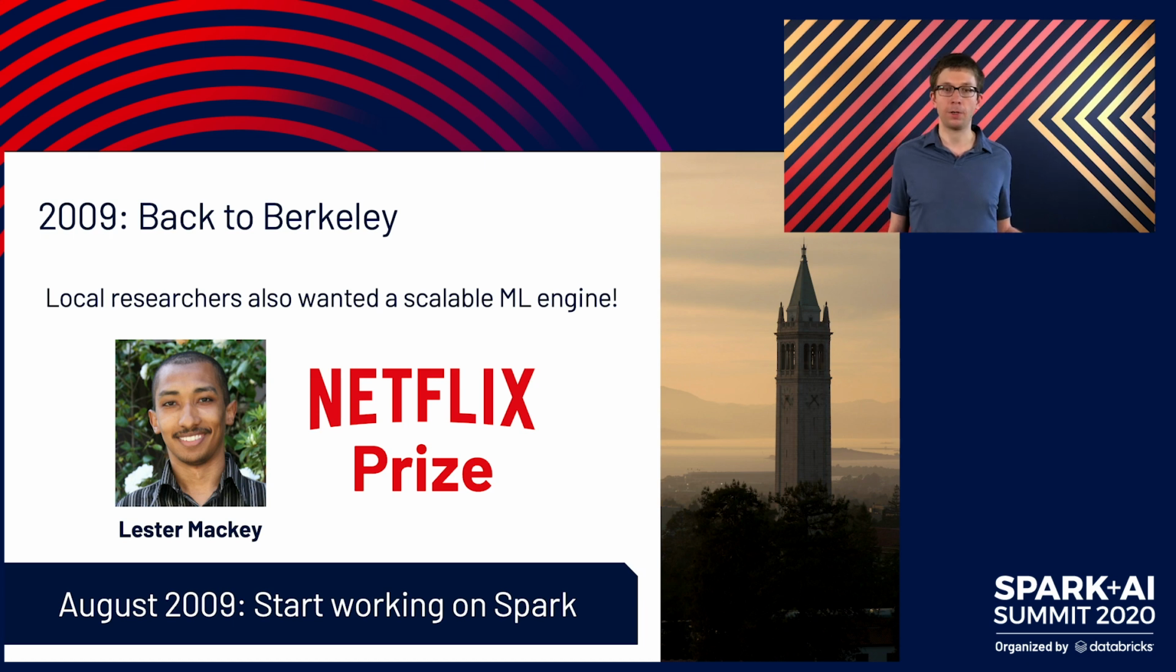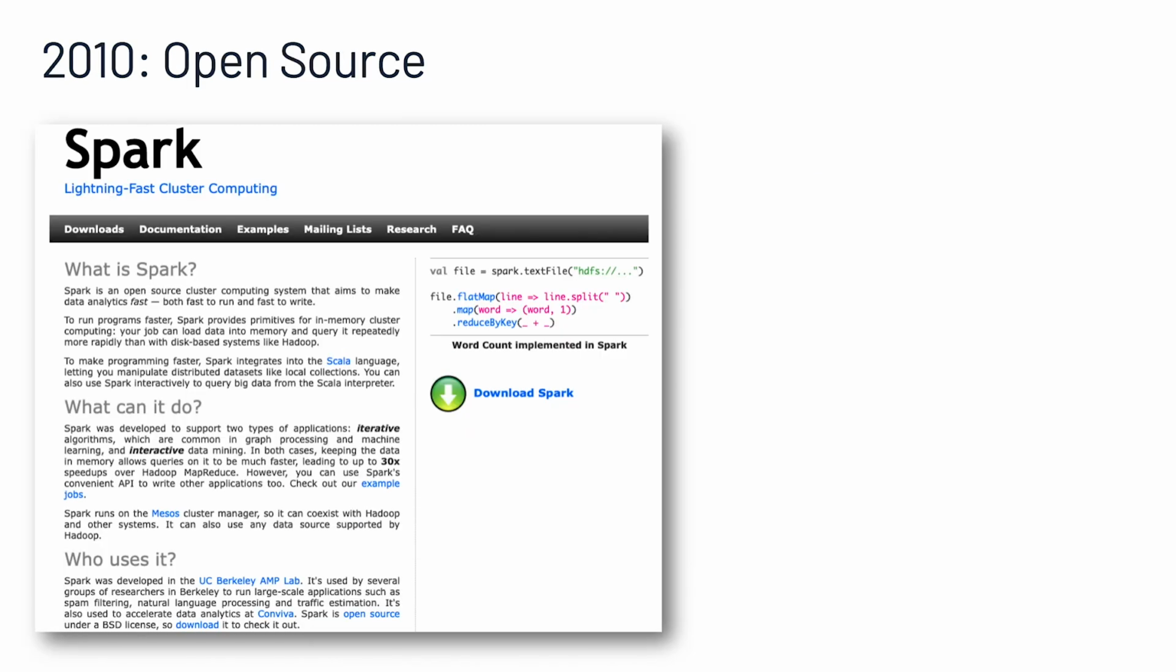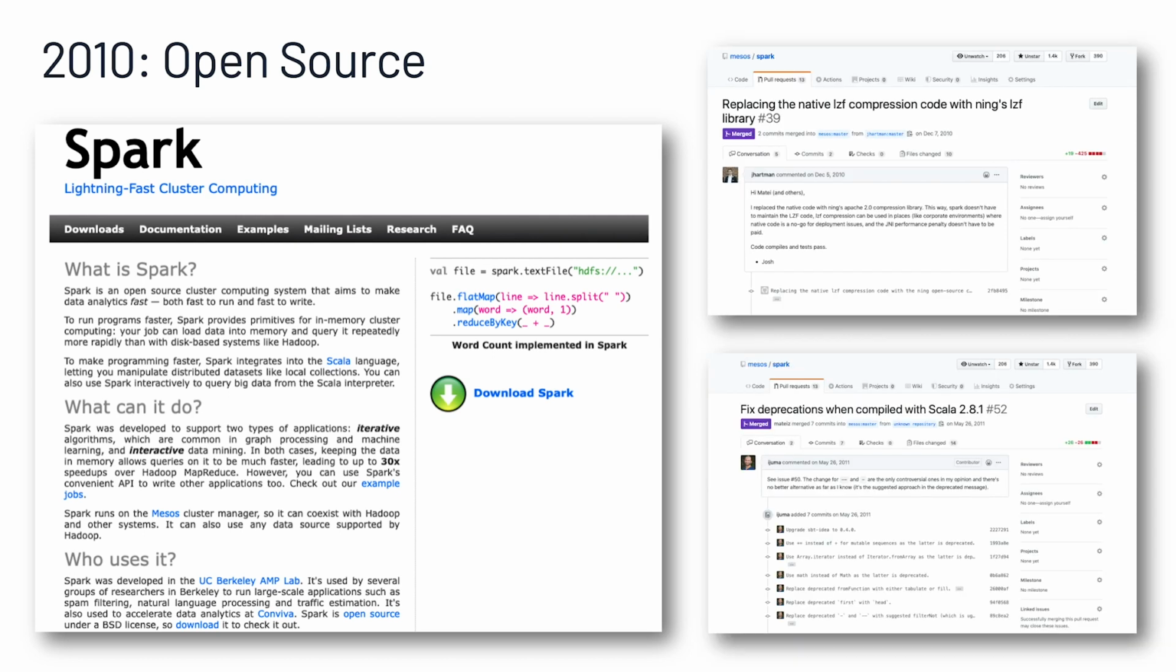Now, once I started the work, the feedback on it was great. These machine learning researchers at Berkeley were actually using it. And so we decided to open source the project in 2010. And this is what the initial version of it looked like. So it was a very small open source project, really just focused on MapReduce style computing with a cleaner and faster API. But the exciting thing is that within 2 months of us open sourcing it, we started getting pull requests from other community members.